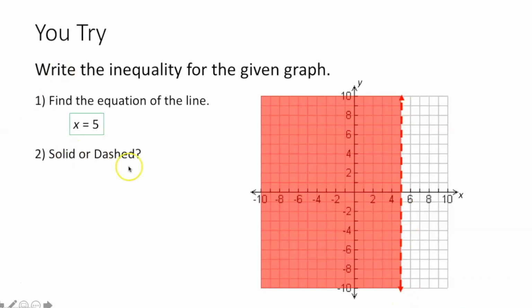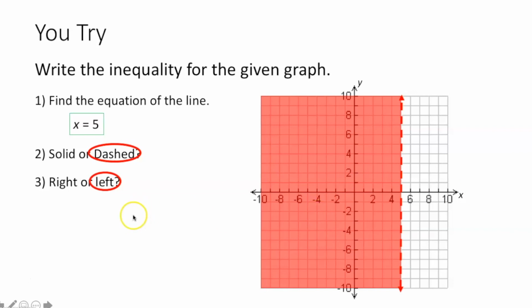Next, is it a solid or dashed line? Clearly a dashed line, meaning that there's no equal sign underneath our inequality symbol. And now, our next question is usually, do we shade above or below? But since it's a vertical line, there is no above or below. There's just a left or a right. So, do we shade to the right or the left? Well, it's obviously shaded to the left of your vertical line. Left is the same as below with what we were doing before.